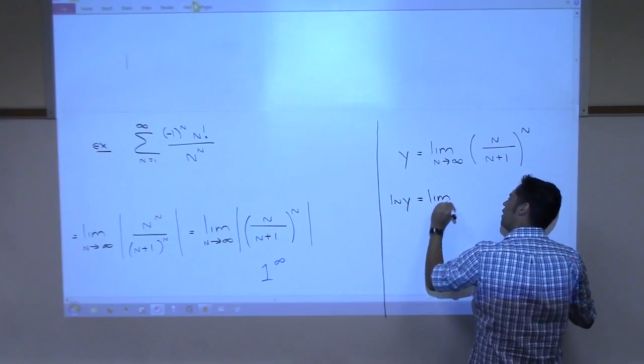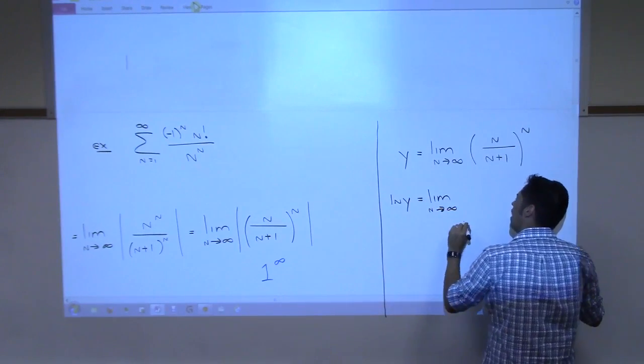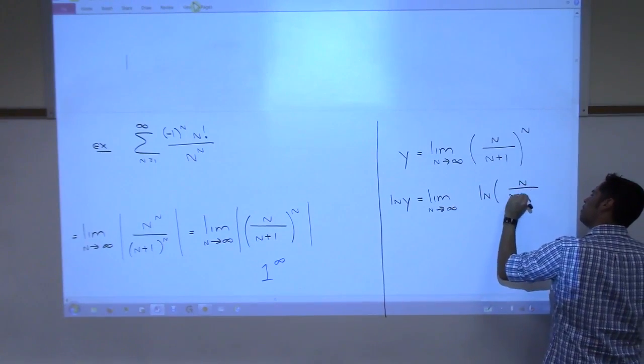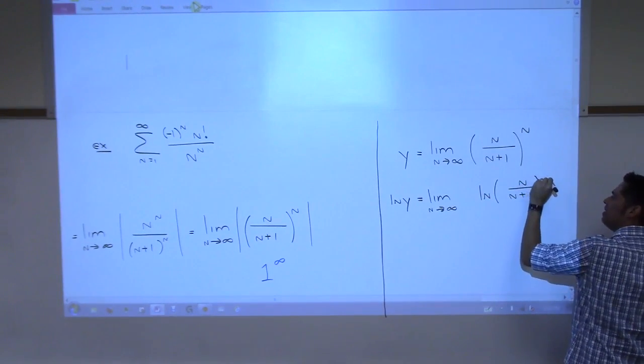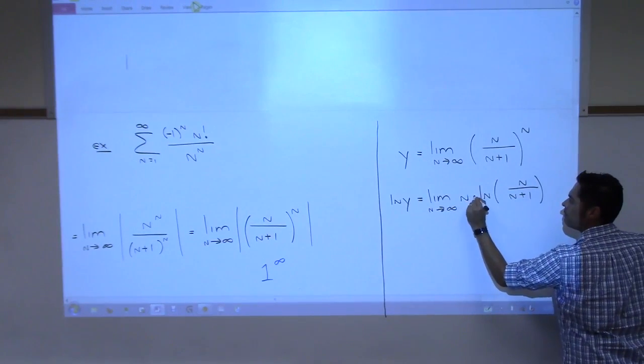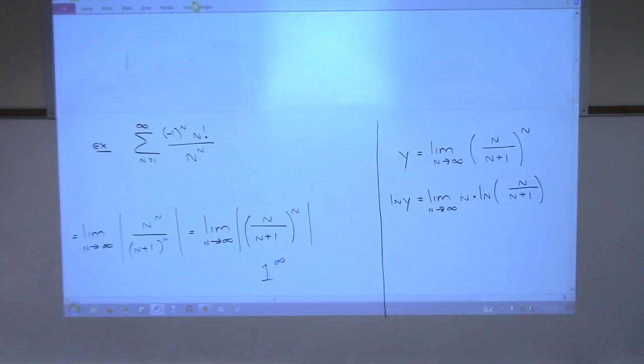And then limit as n goes to infinity. And then I'm going to bring in the natural log of (n over n plus 1) to the n, right? But that n is going to drop out in front. That all right? Now, let's look at the indeterminate form we have.